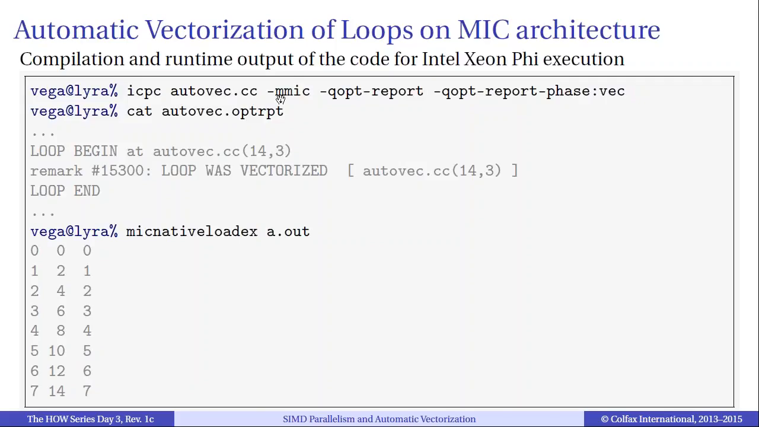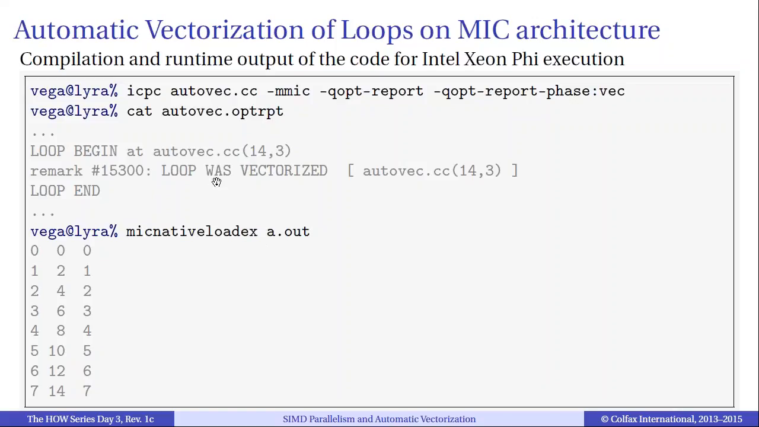So the difference now is that I'm using -mmic, and this uses vector instructions for the Xeon Phi architecture. Of course, when I run the code, I have to either copy it to the Xeon Phi coprocessor or use micnativeloadex, as we discussed in session 1. But it's the same procedure: I just recompile the code, and the compiler produces different vector instructions.